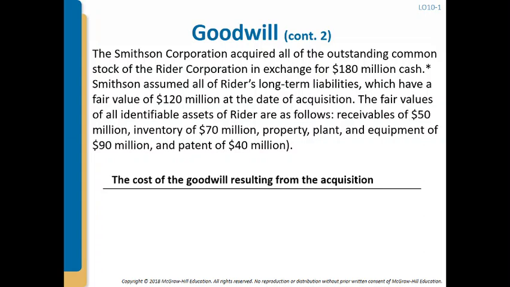All right, so here you have fair values of the assets are 50 plus 70 plus 90 plus 40, so that's 250 million, less the liabilities assumed of 120 million. So the net assets, which is the total value of the assets less the liability assumed, is 130 million. They paid 180 million, so the goodwill is going to be the difference of 50 million.